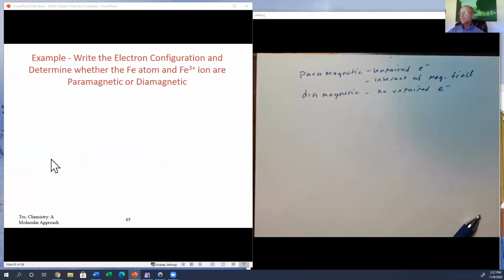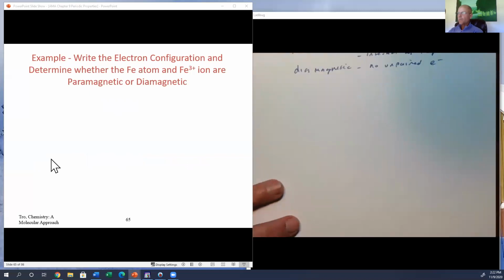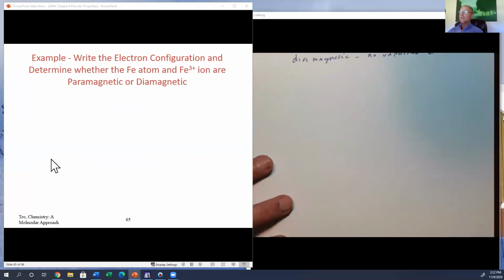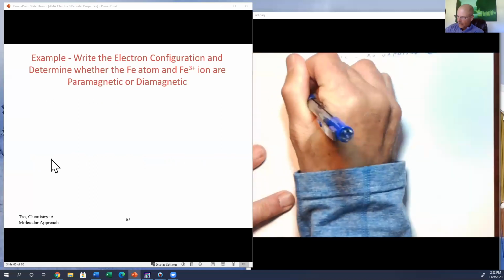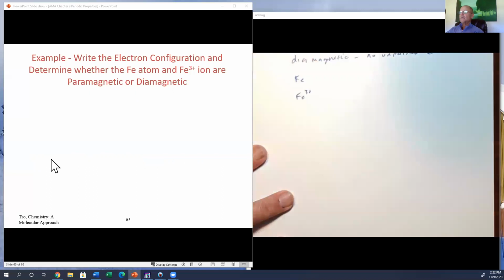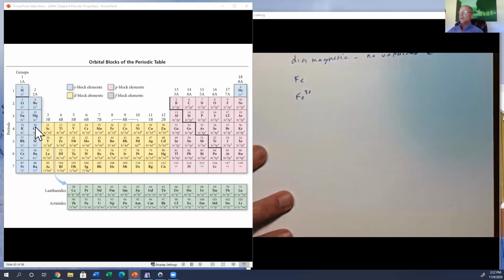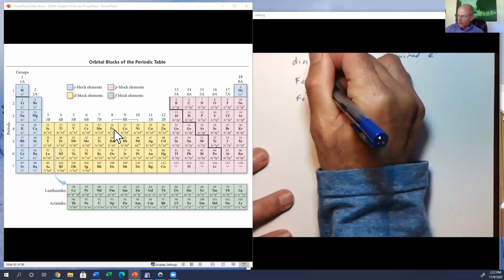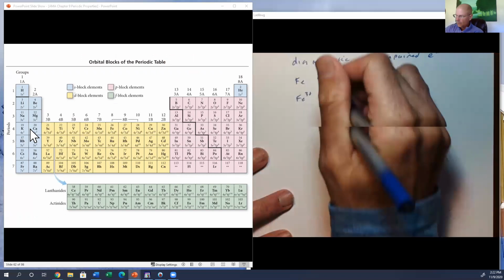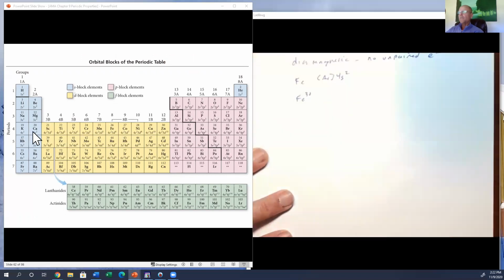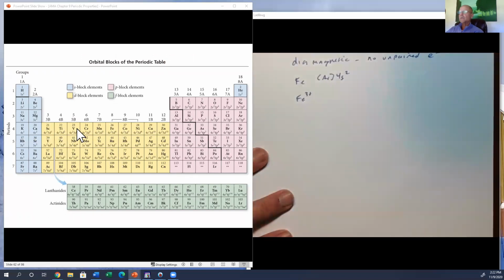All right, let's write the electron configuration and determine whether the Fe atom and the Fe3 plus ion are paramagnetic or diamagnetic. So we want Fe and Fe3 plus. So we'll go to our periodic table. Fe is right here, right? So what do we do? We do an argon core, and then we go 4s2, and then we do 3d, 1, 2, 3, 4, 5, 6.